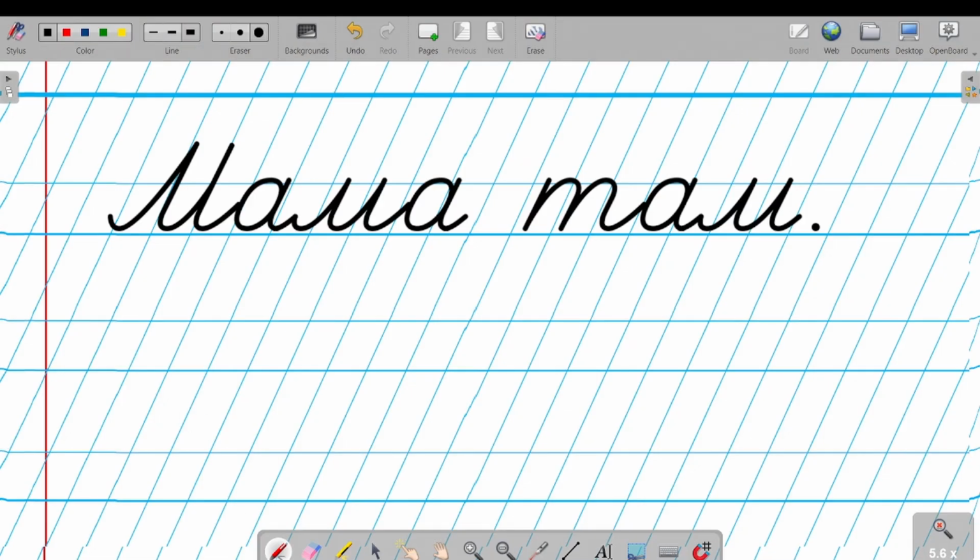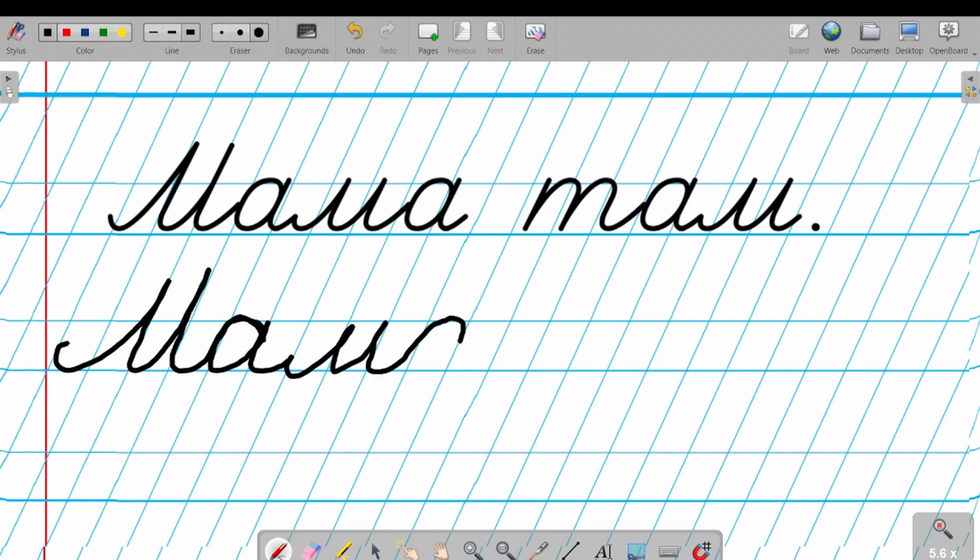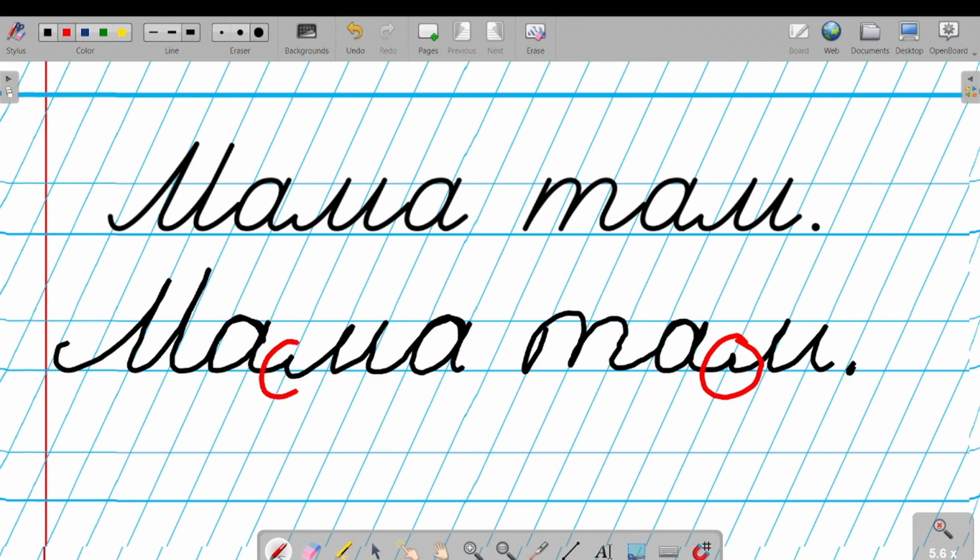Now let's practice writing these sentences. Can you read what this says? It says, Mama tam. It means mom is there, as in over there, not here. Don't forget those little hooks on the M.